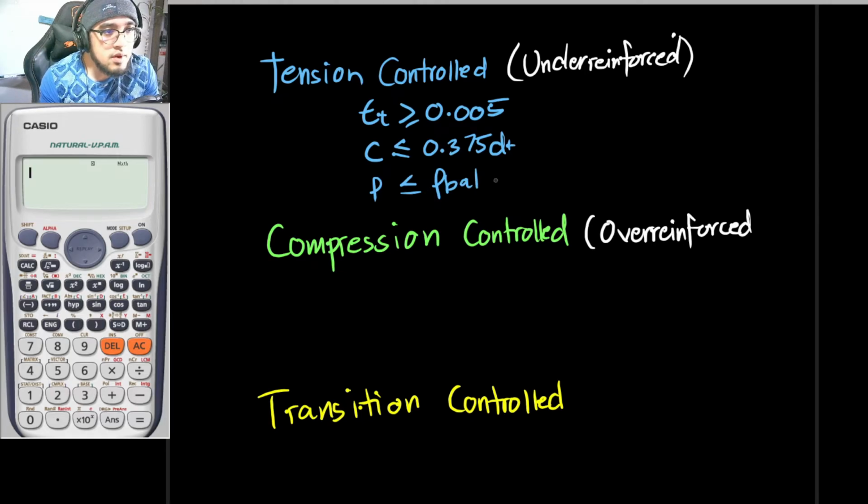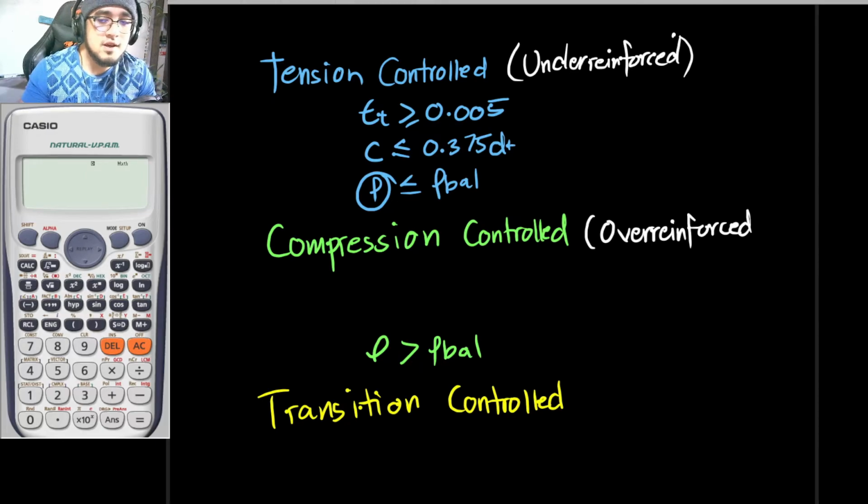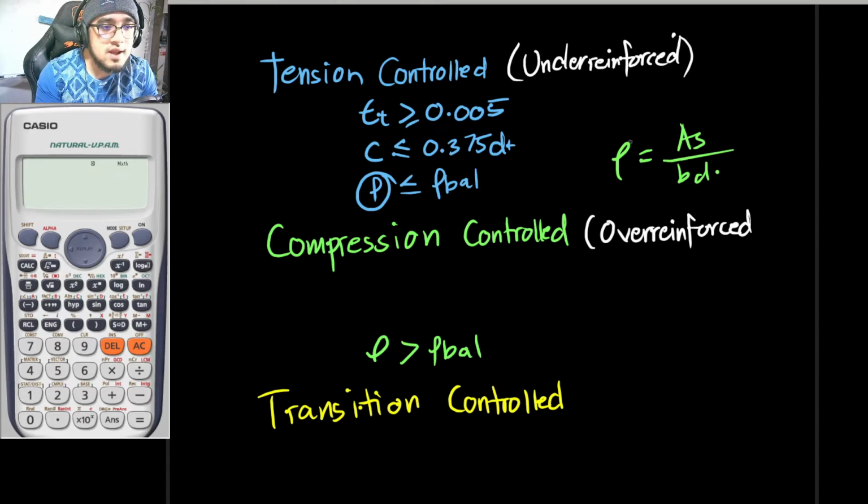If you can remember, we know how to solve for your rho balanced. So if the rho of the actual member is less than your rho balanced, it means that it is under-reinforced or tension controlled. If your rho is greater than your rho balanced, it is compression controlled. Once again, rho is equal to As divided by bd, so the greater your rho, the greater your area of steel is.